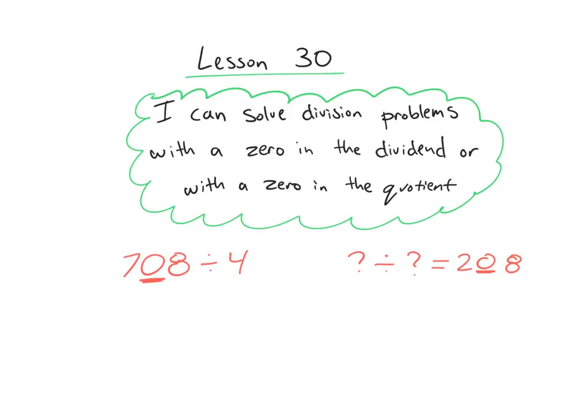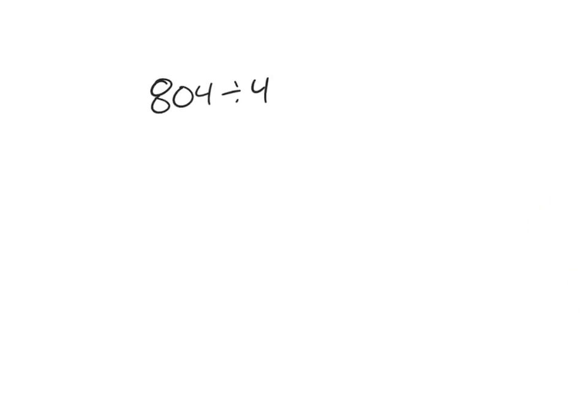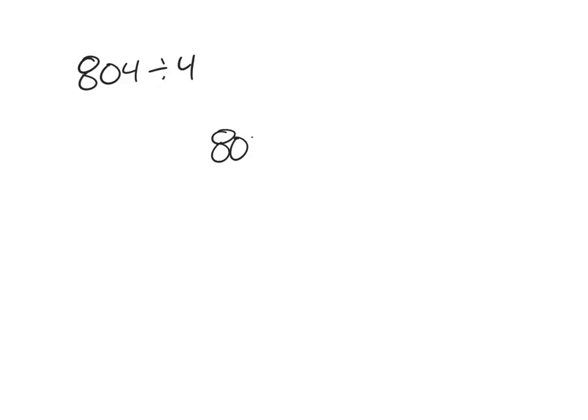So let's go ahead and hop into the first example here. I'm going to slide over. The first problem we're going to be looking at here is 804 divided by 4. So I'm going to go ahead and set this up and write it as a standard algorithm, 804 divided by 4. I'm going to continue to go through the same steps that I've been going through before when I'm doing the standard algorithm. I'm going to divide, then multiply, subtract, bring down.